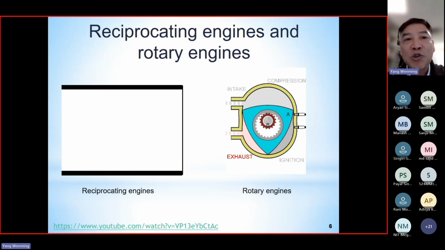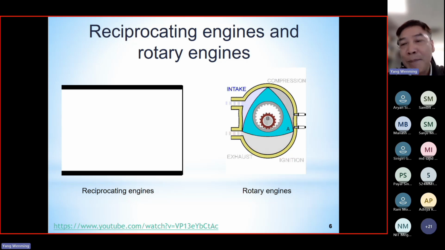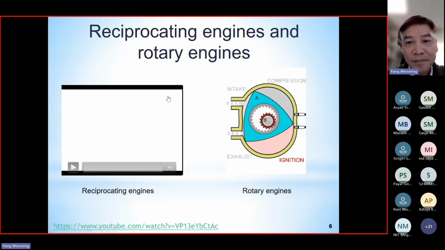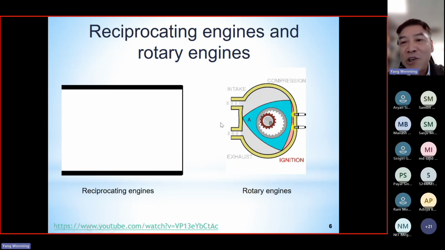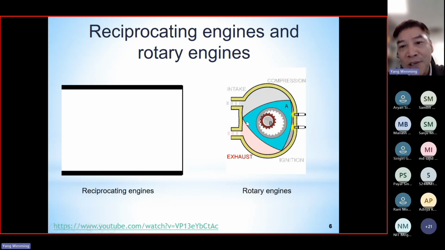Okay, so next I want to introduce the difference between reciprocating engines and rotary engines, since rotary engines are still used by one car manufacturer. I'm not sure whether you know which company still uses a rotary engine design for its cars. It's a Japanese company, Mazda. Now let me introduce the major difference between reciprocating engines and rotary engines.